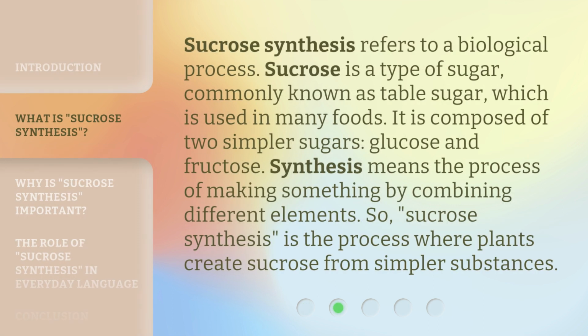Sucrose synthesis refers to a biological process. Sucrose is a type of sugar, commonly known as table sugar, which is used in many foods. It is composed of two simpler sugars, glucose and fructose. Synthesis means the process of making something by combining different elements. So, sucrose synthesis is the process where plants create sucrose from simpler substances.